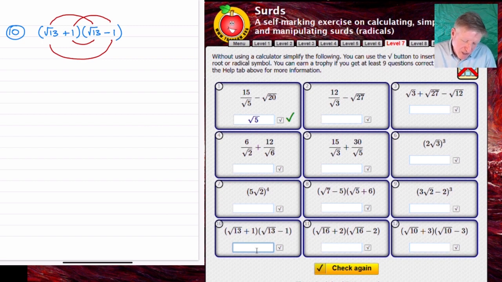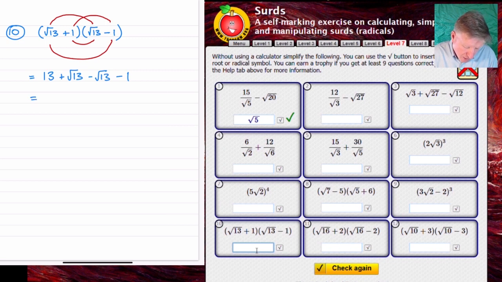Okay, so let's start off with the left eyebrow as you look at it. Root 13 times root 13 is equal to 13. Now let's do the nose. 1 times root 13 is root 13. Now let's do the mouth. Minus 1 times root 13 is minus root 13. And now let's do the right eyebrow. 1 times negative 1 is negative 1.